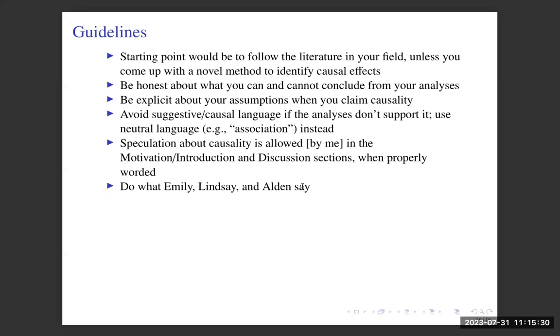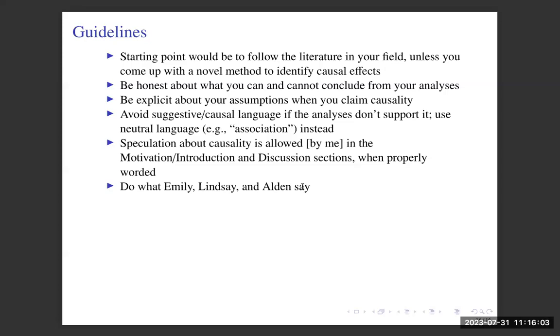Okay, some guidelines here at the end, inspired by Lindsay's table of guidelines. The starting point would be to follow the literature in your field. If everybody in your field does something, then basically the starting point would be to do the same thing, unless you think you have a novel method to identify causal effects. That would be an innovation. That's always good as well, of course.